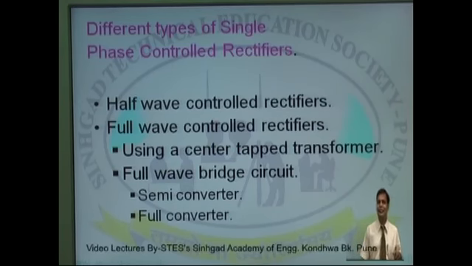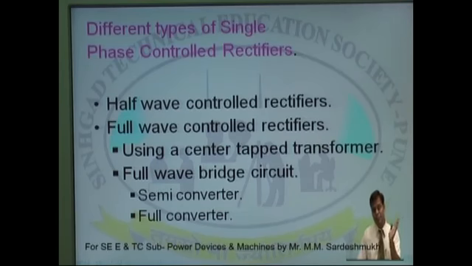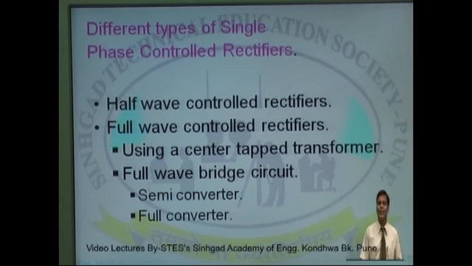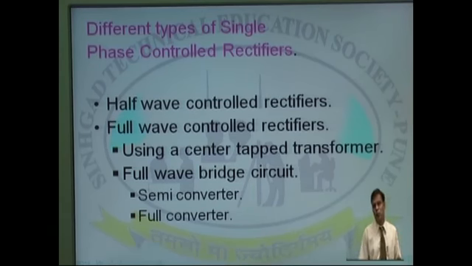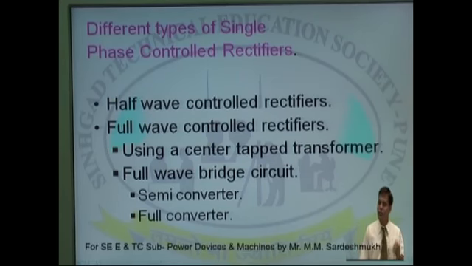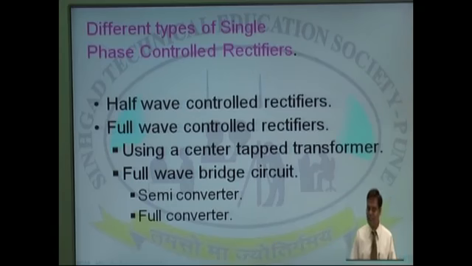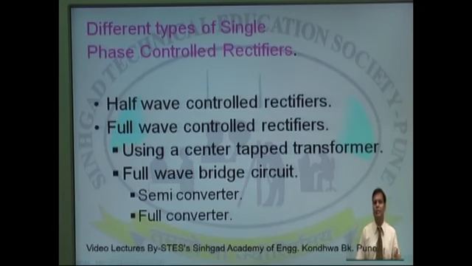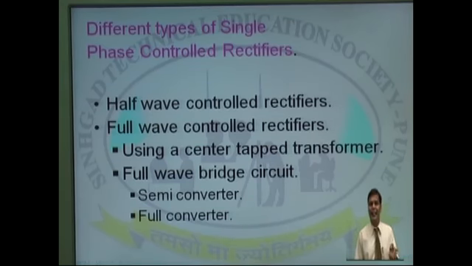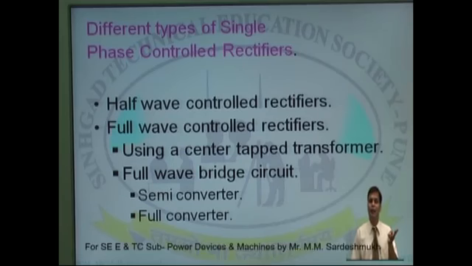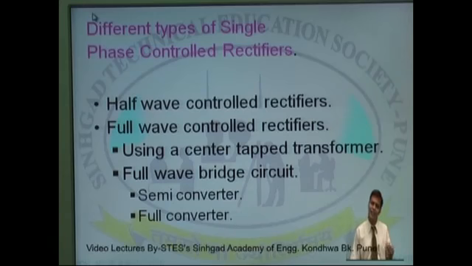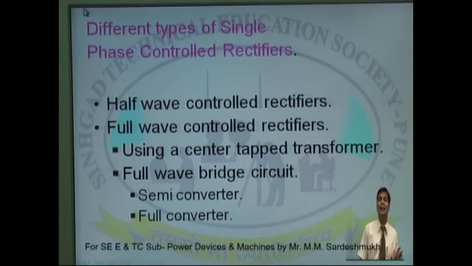The next type will be the bridge configuration, which can again be classified depending upon the configuration used. This can be classified into semi-converter and full converter. If we are using all four elements as SCRs in the bridge configuration, it is called a full converter, whereas we can go for two diodes and two SCRs, which is called a semi-converter. In the semi-converter again, depending on the connection of the SCRs, either in one branch or in two different branches, this can be further classified as symmetrical configuration and asymmetrical configuration.